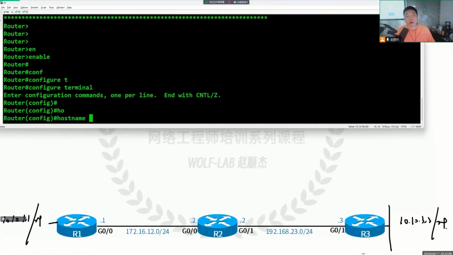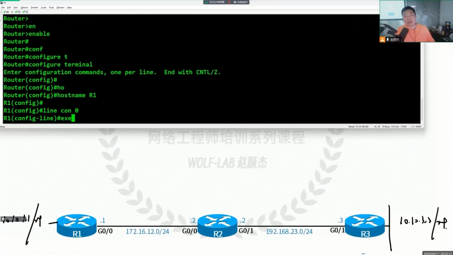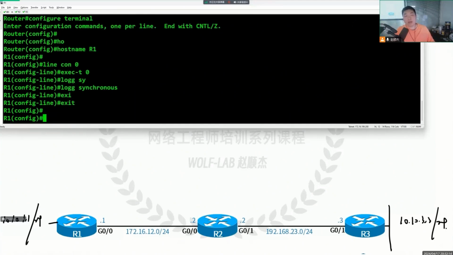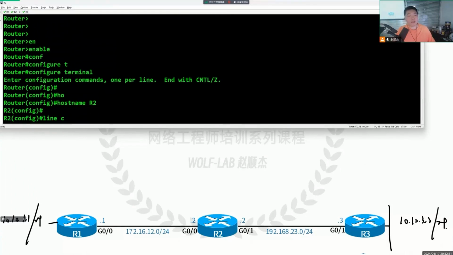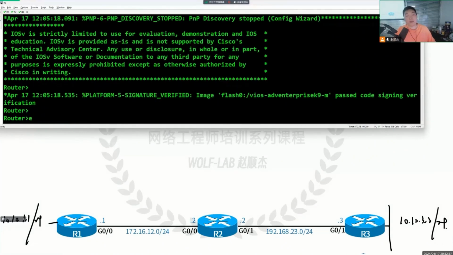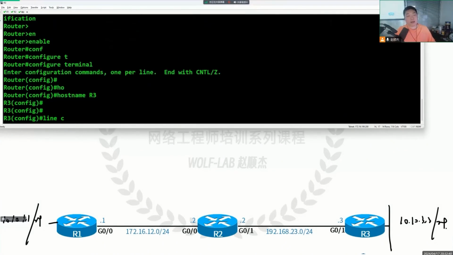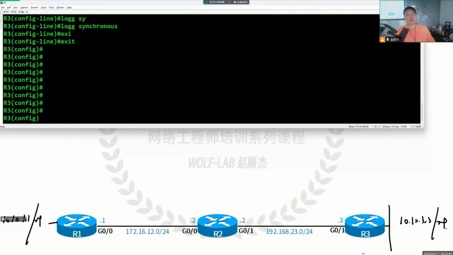Interface 0/0 on the R2 side, no shutdown. The IP address is 172.16.12.2, with a 24-bit mask. Configure the 0/1 interface, no shutdown. The IP address is 192.168.23.2, 24-bit mask. On the R3 side, the 0/1 interface, no shutdown. The IP address is 192.168.23.3, 24-bit mask. Look at this diagram.